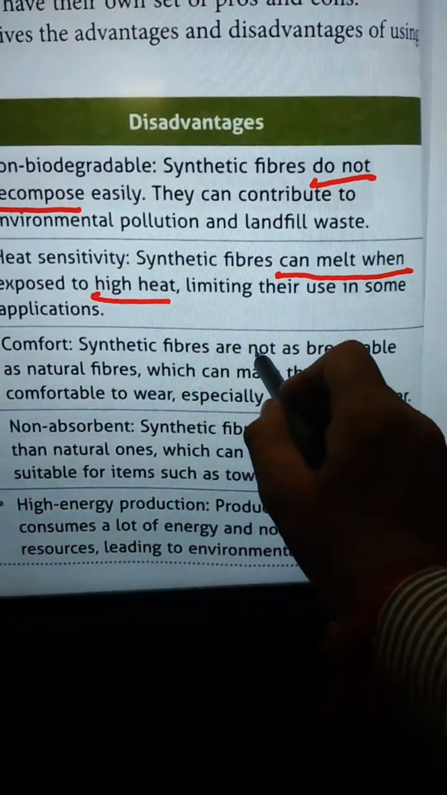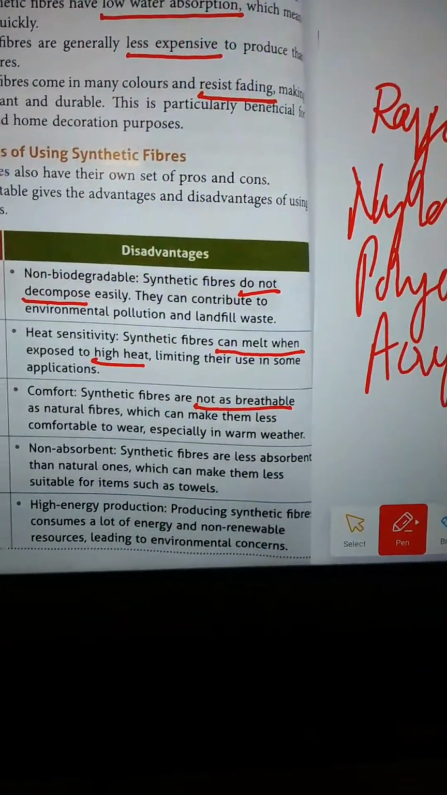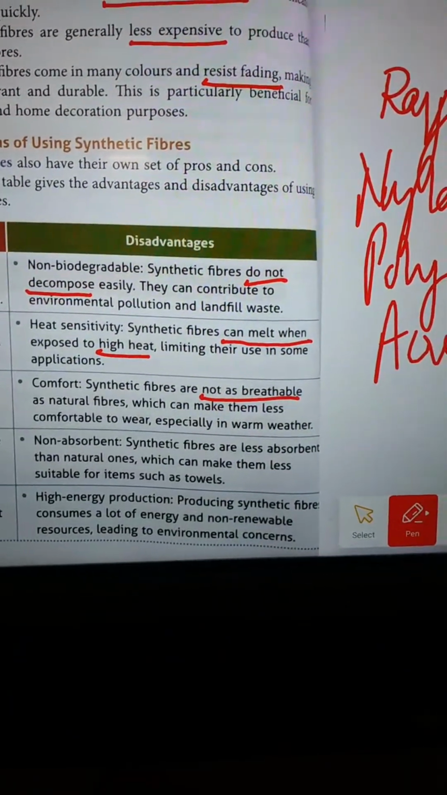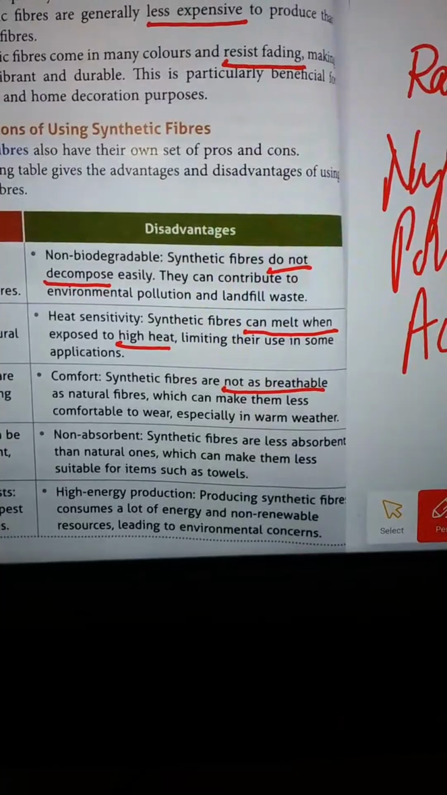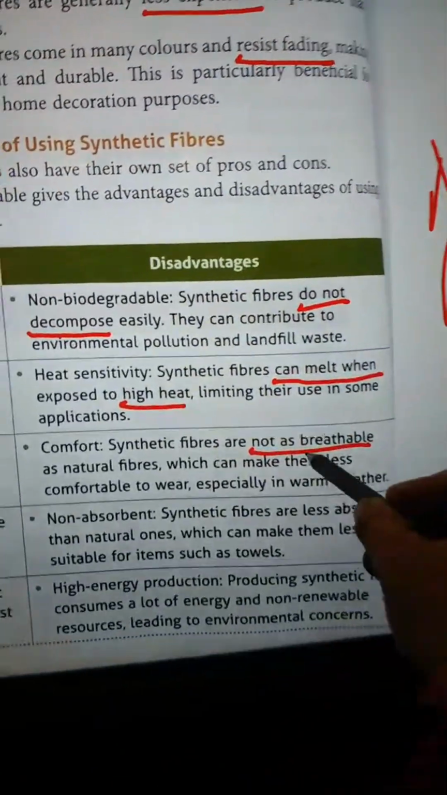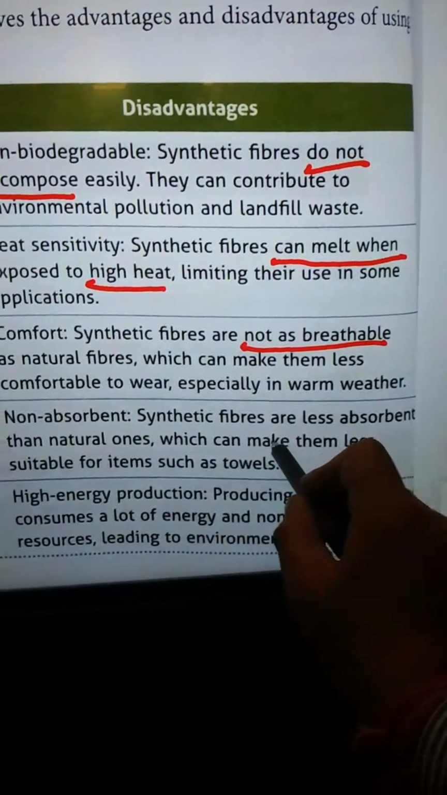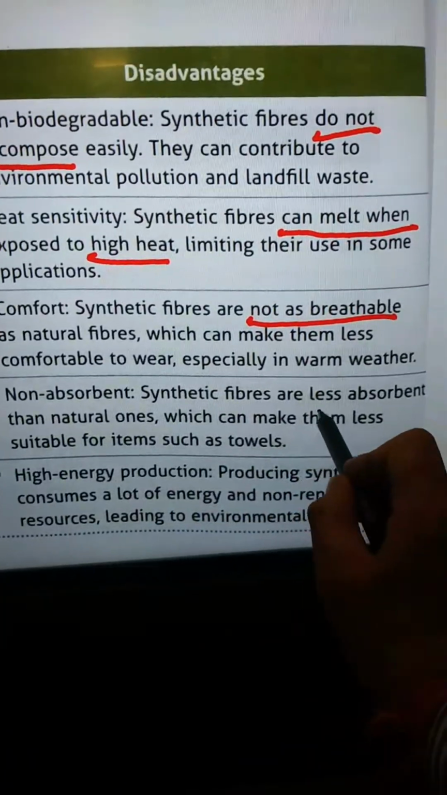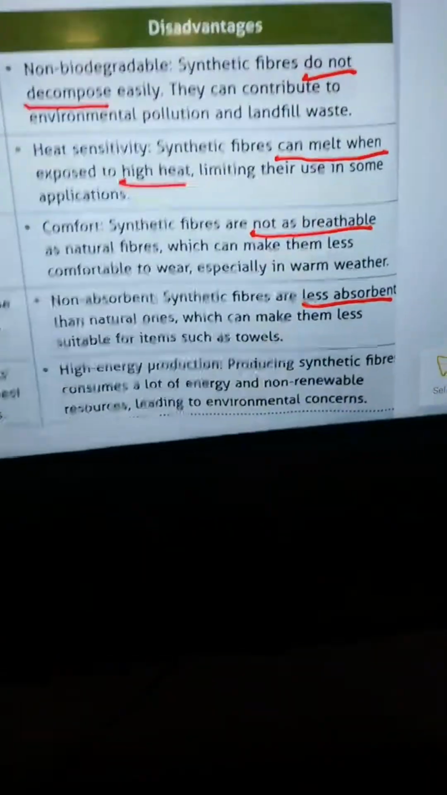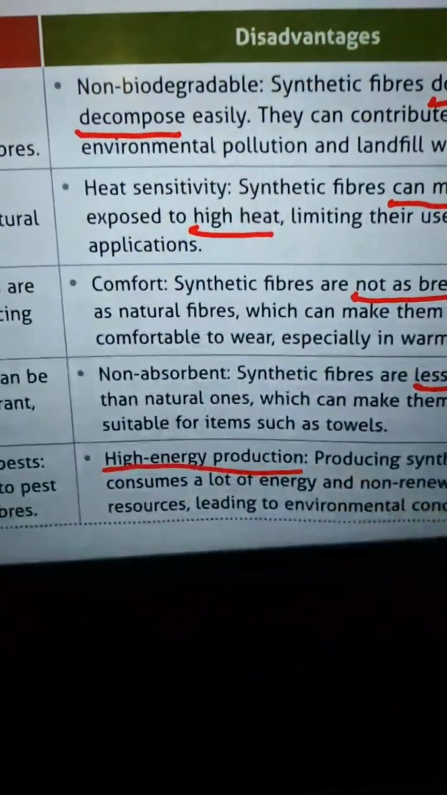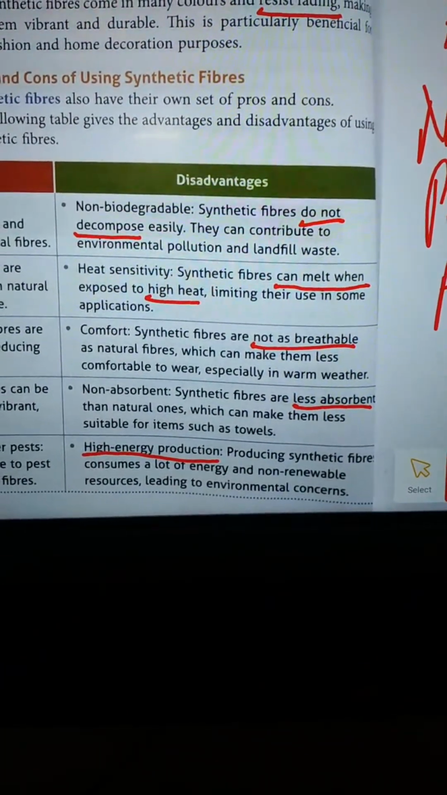They are not as breathable. Not breathable means, a simple example is a raincoat made up of polyester and nylon. If you wear a raincoat, you will feel uncomfortable, because the air cannot pass through it. Non-absorbent, they are less absorbent, which means they do not absorb colors. And high energy production. If you want to make any synthetic fiber, you have to use a lot of energy in its manufacture.